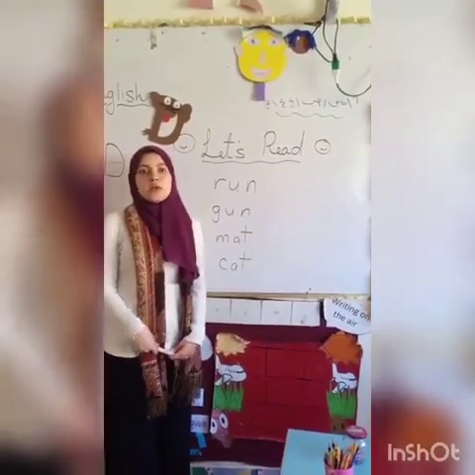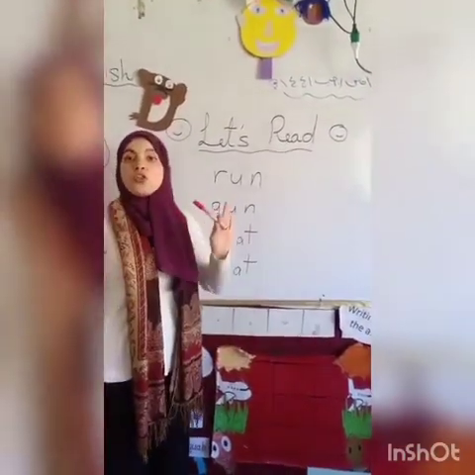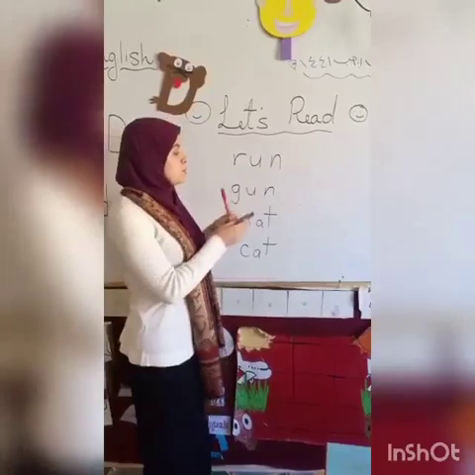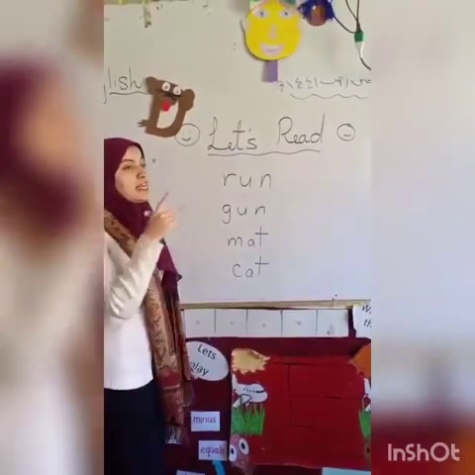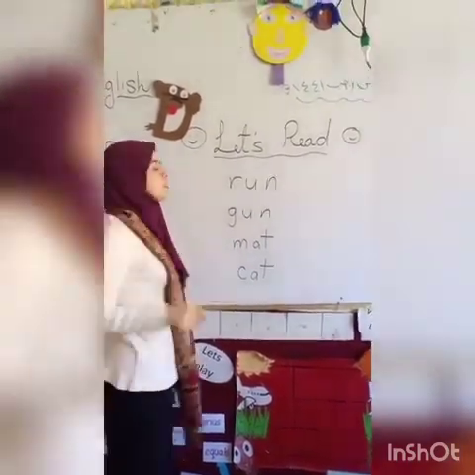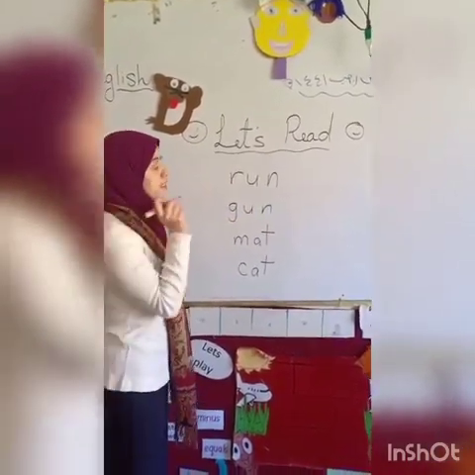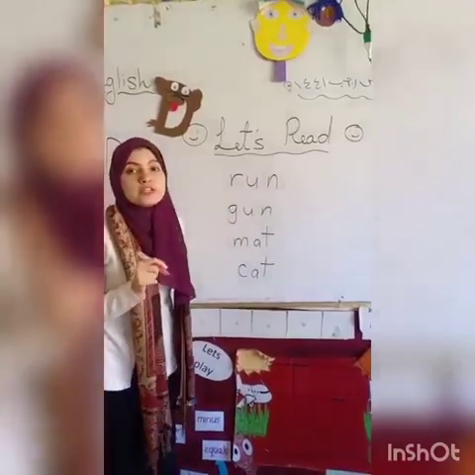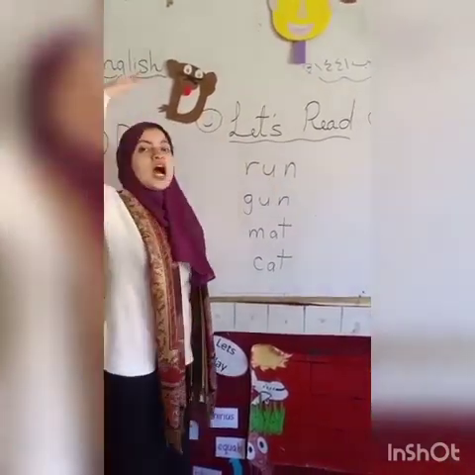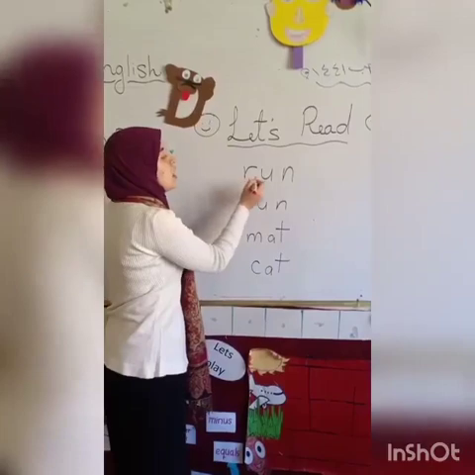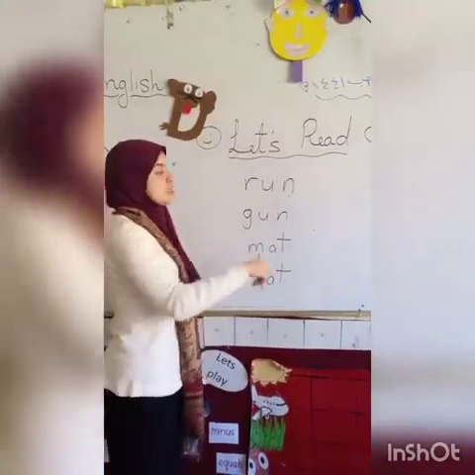Okay, boys and girls, now it's reading time. We all know when we see a word, we put a dot under each letter and say the sound of this letter. For example, here. What is the sound of this letter? Yes, this is R. And this.